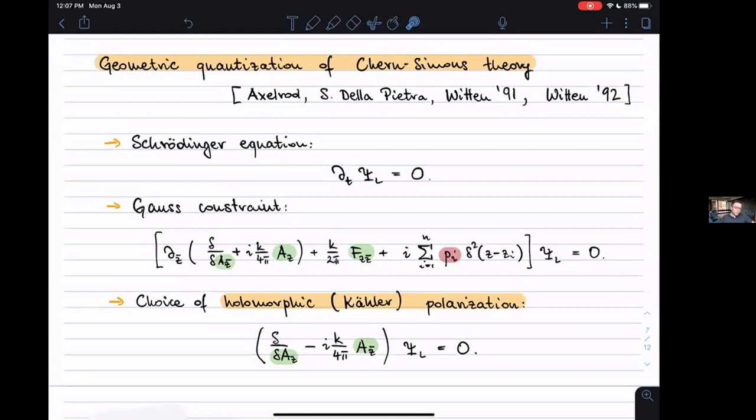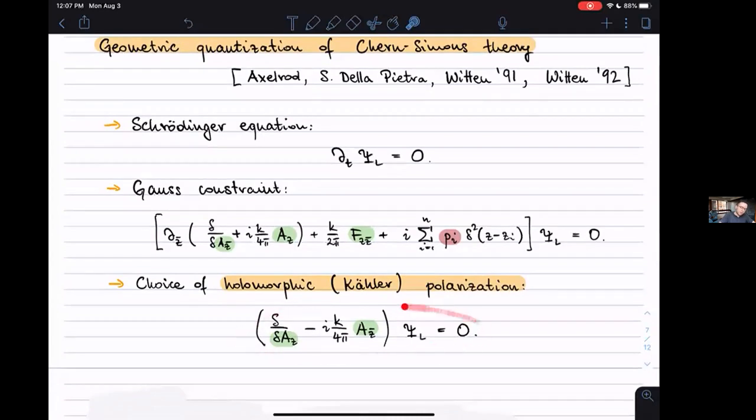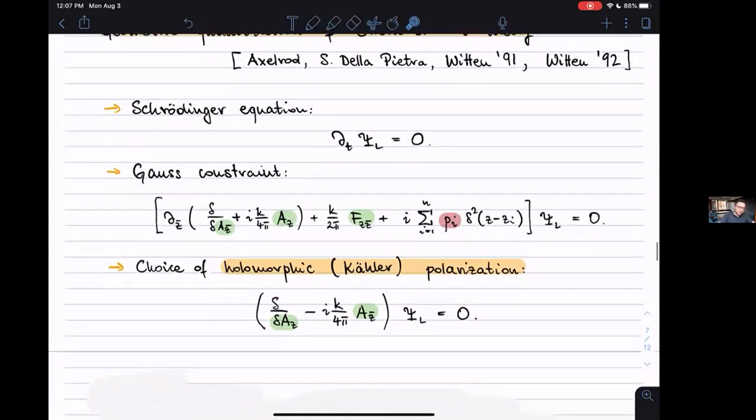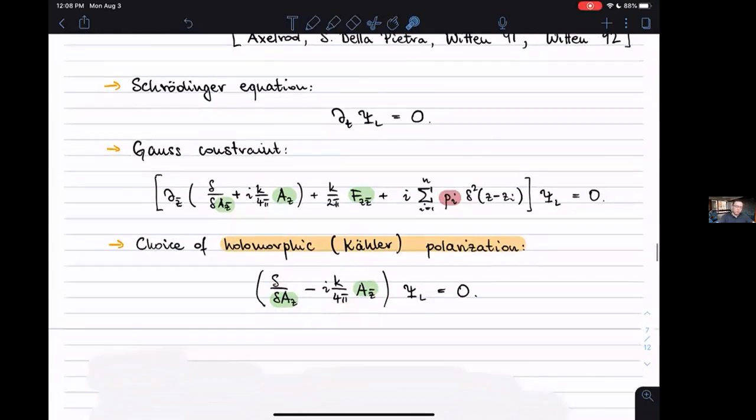There's now another piece of the construction, which is a choice. You have to commit yourself to some choice of polarization for this wave function. The choice of polarization that I will employ is the so-called holomorphic or Kähler polarization, which amounts to imposing this constraint. This constraint makes sense because in the Chern-Simons theory, the A_z and A_z bar fields are conjugate to each other, and that's effectively what this equation imposes.